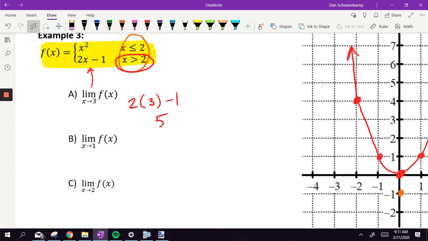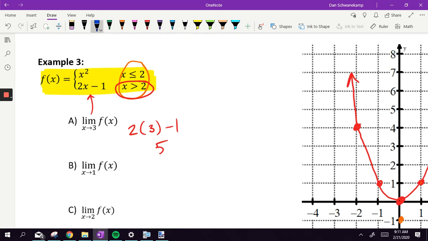Limit as x approaches 1. Show me your fingers. What did you get for the limit as x approaches 1? The limit as x approaches 1 should be 1. Zach, which equation did you plug into? Why? Yeah, we're plugging 1 in.